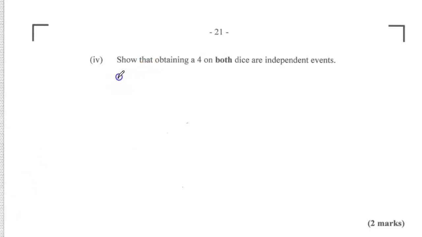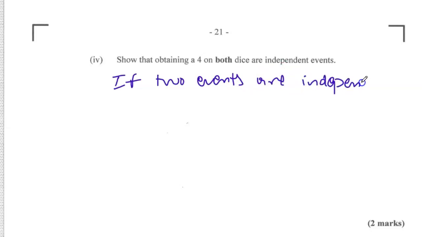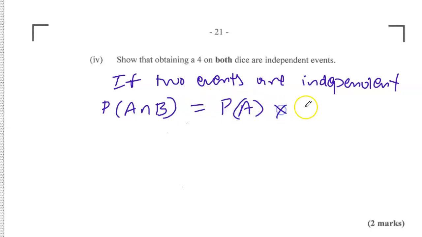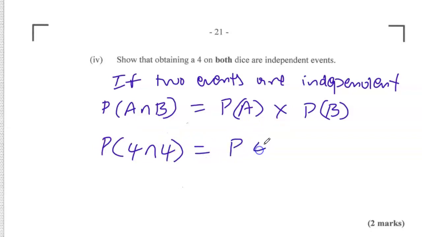Now recall that if two events are independent, then let the events be A and B. Then the probability of A intersect B is the probability of A times the probability of B. Which means that the probability that we get a 4 and a 4 on both dice should be the same as the probability of 4 times the probability of 4.